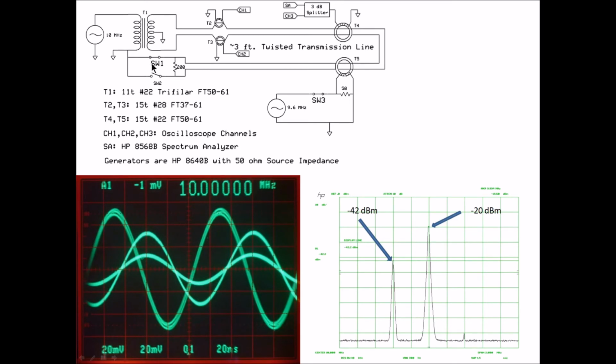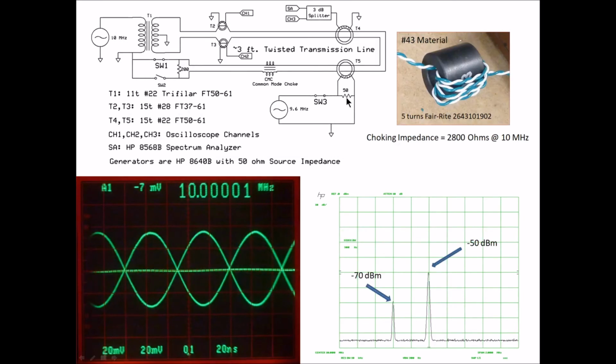Here I've closed switch 1 just as a reminder, and you can see that this is at minus 42 dBm, and this one is at minus 22 dBm. Now I've inserted a common mode choke. Here's the common mode choke right here. It's 43 material, 5 turns on a ferrite 2643101902 core. The choking impedance was measured at 2800 ohms at 10 megahertz.